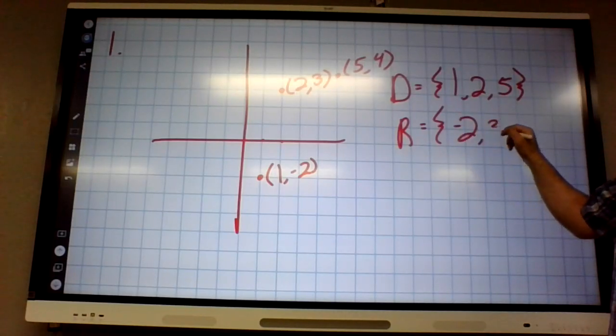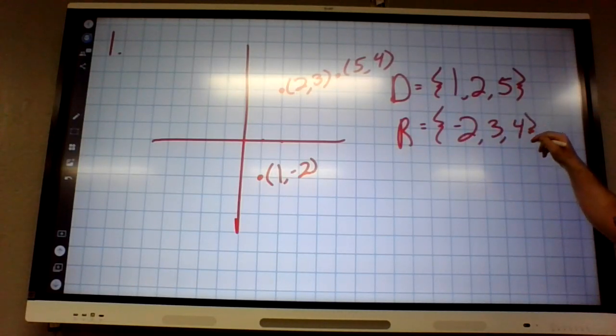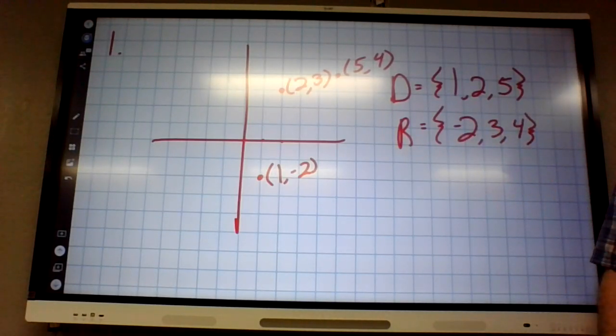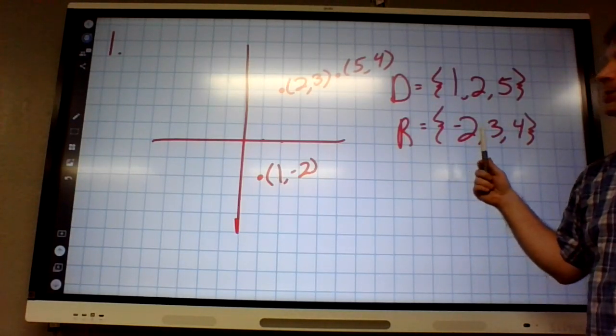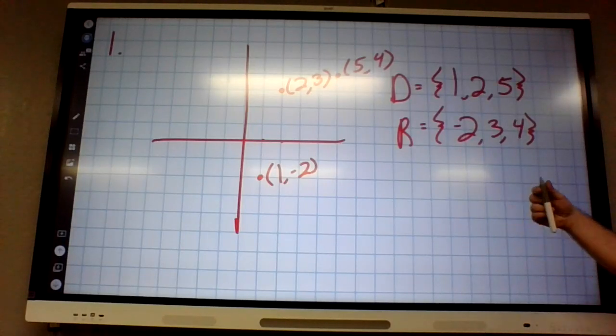Negative 2, 3, 4. Do they have to be in order? They don't have to be in order. The book will write them in order. And if there's a repeat, you do not write it twice. You have to do the fancy parentheses like you did. No, I just did normal. These are called braces. You cannot do those.